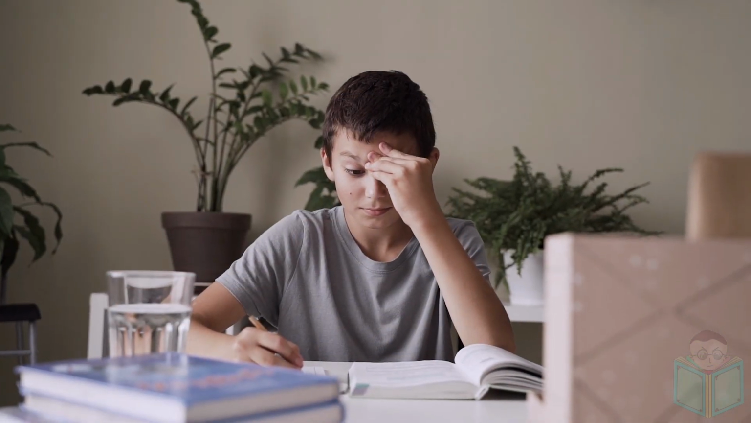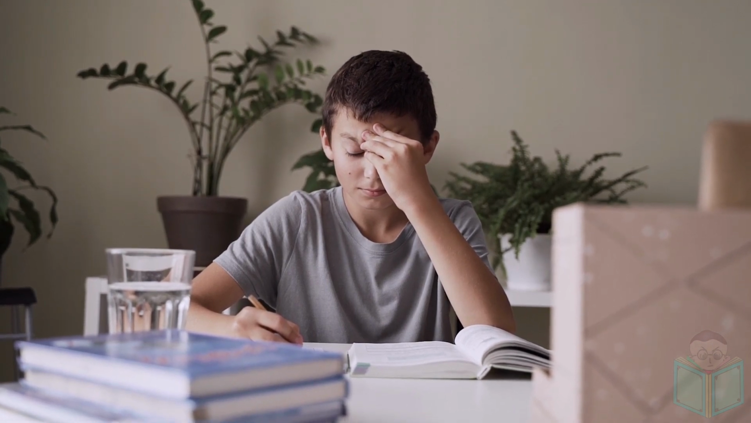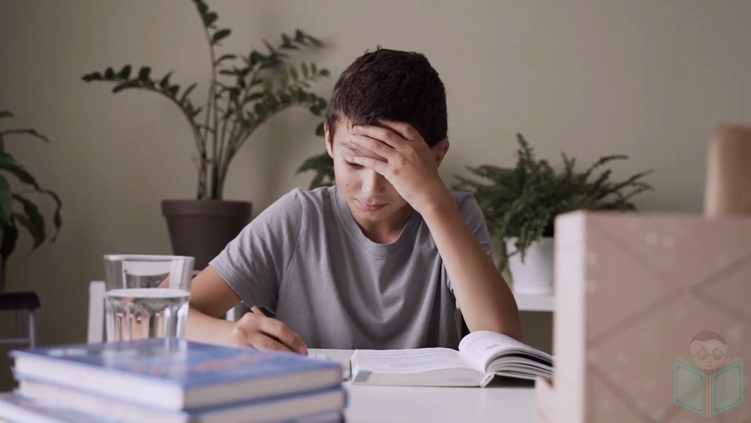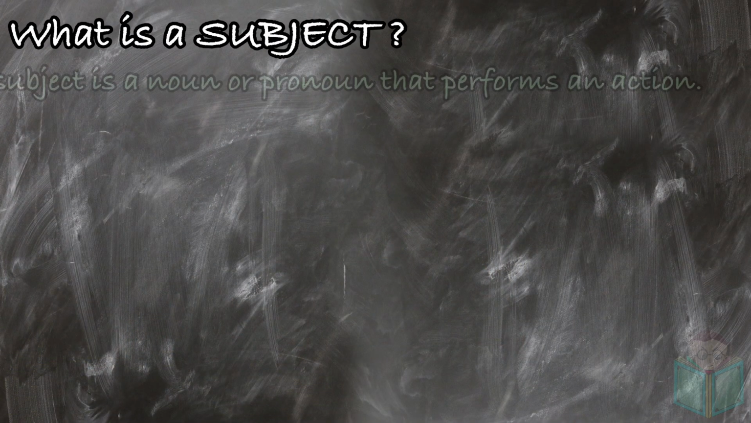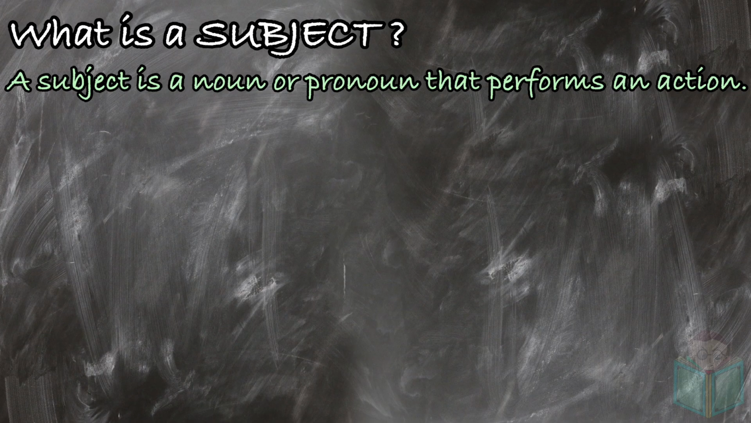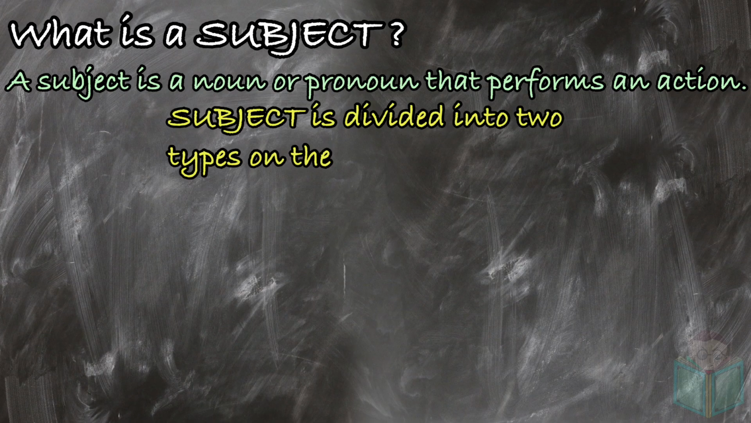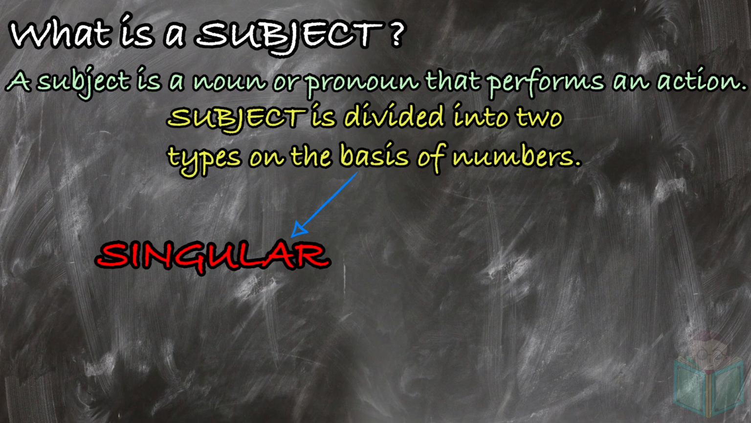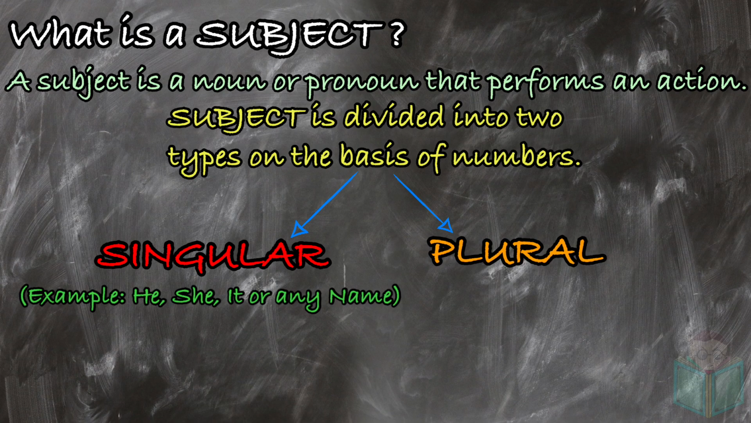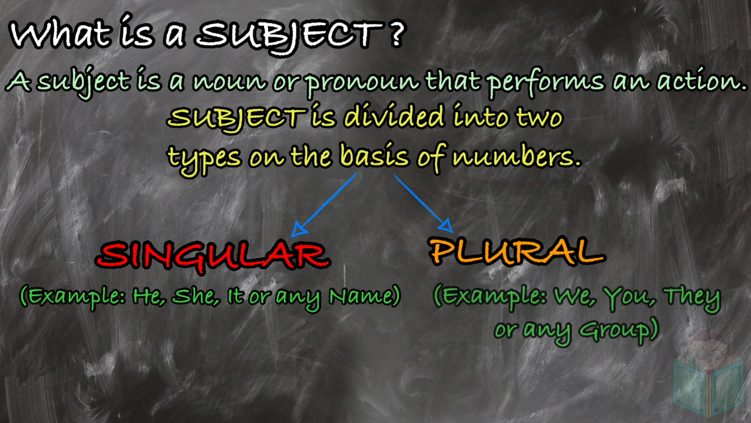There are a few terms that we need to go through before moving ahead with tenses and sentence construction. Firstly, you should know about subject. A subject is a noun or pronoun that performs an action. Subject is divided into two categories on the basis of numbers. When the subject is described alone, it is singular, example, he, she, it, or any name. For the subject being more than one, it is plural, for example, we, you, they, or any group.